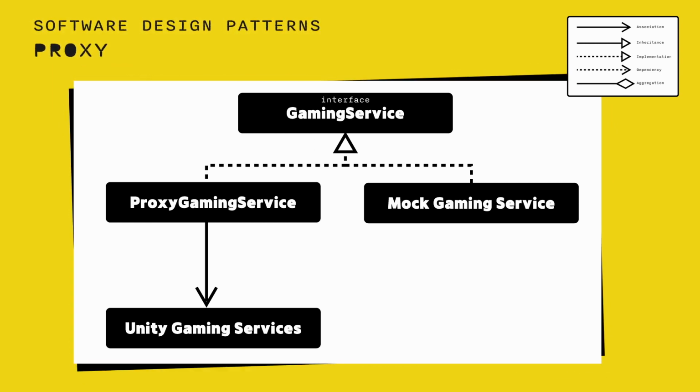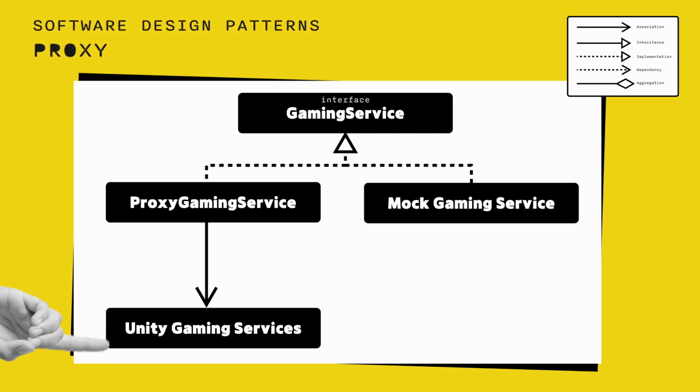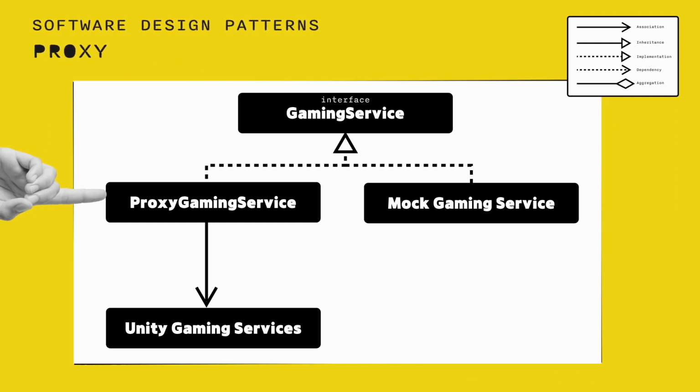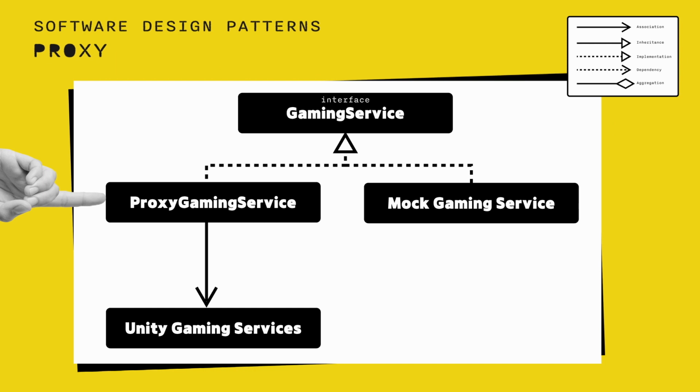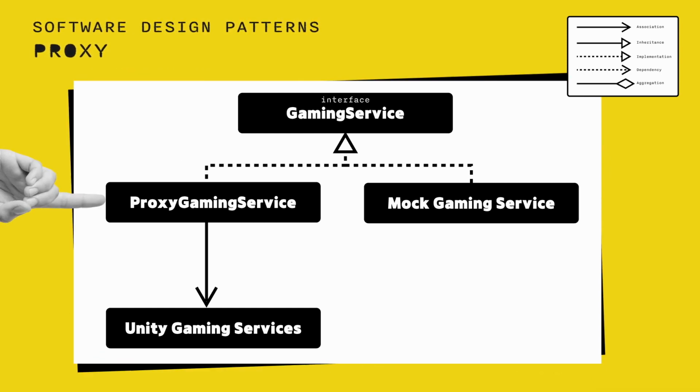First, let's say that you use Unity Gaming Services, but some API calls are slow, others cost money. You could create a proxy gaming service class that has some smart optimizations and caching and still uses Unity Gaming Services. So the interface is identical to Unity Gaming Services, it's just that everything passes through your proxy first.